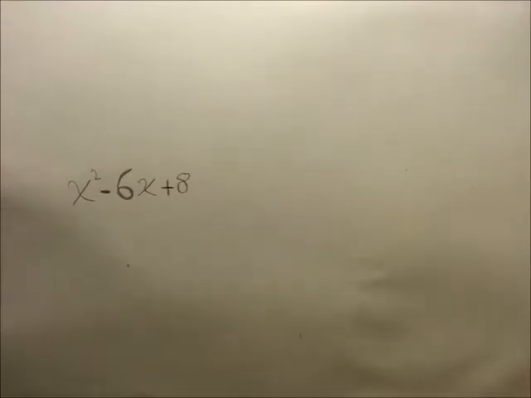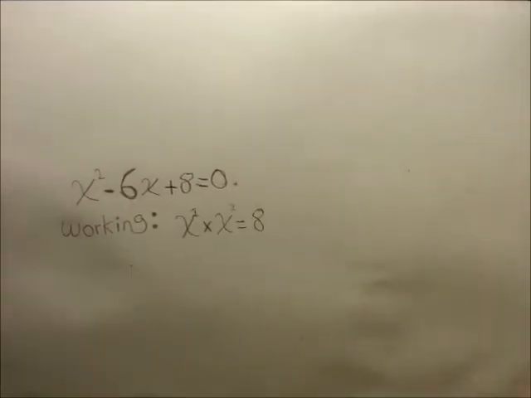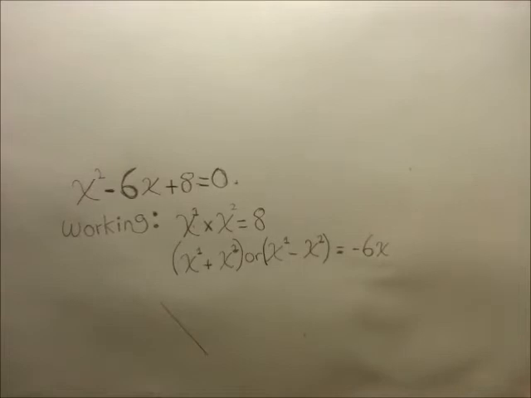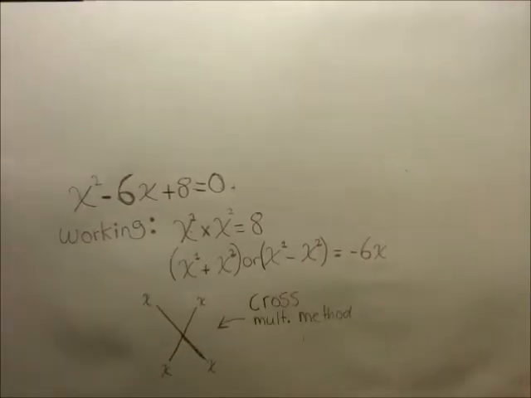Now we want to solve this equation, x squared minus 6x plus 8 equals 0. The first thing we're looking for is what two numbers will multiply to give you positive 8, but those two numbers will also have to add to give you that minus 6x. To help us find these two numbers, we will use the cross multiplication method.